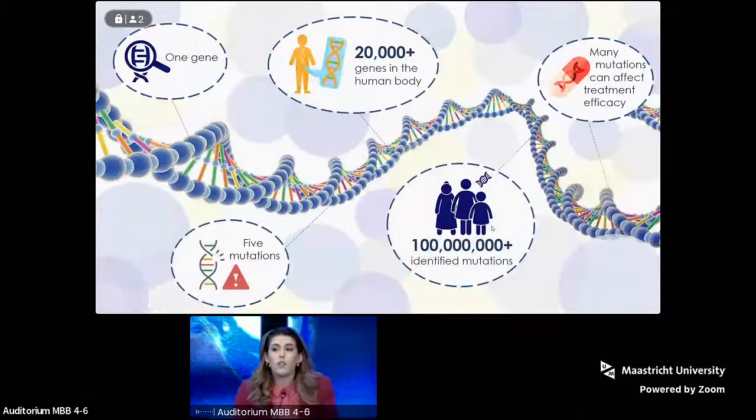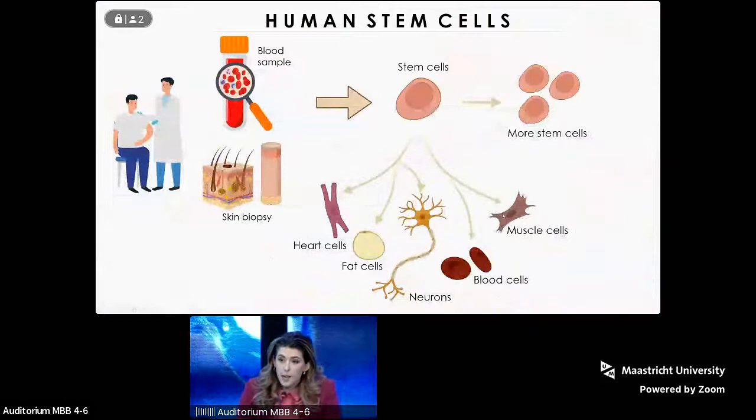Importantly though, here we only looked at one single gene and there's over 20,000 genes in the human body. Additionally, we only looked at five mutations and over 100 million have been reported thus far, and we're still studying. So it's very hard to think of a single mutation that can predict how any person can respond. We need to consider the entire genome, all of the genes, to really have a better idea if someone could or could not respond to a drug. And there's a way to do that now, and it's stem cells.